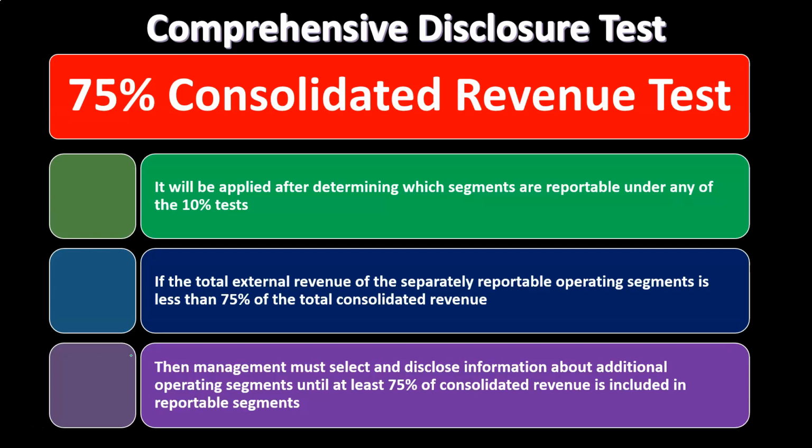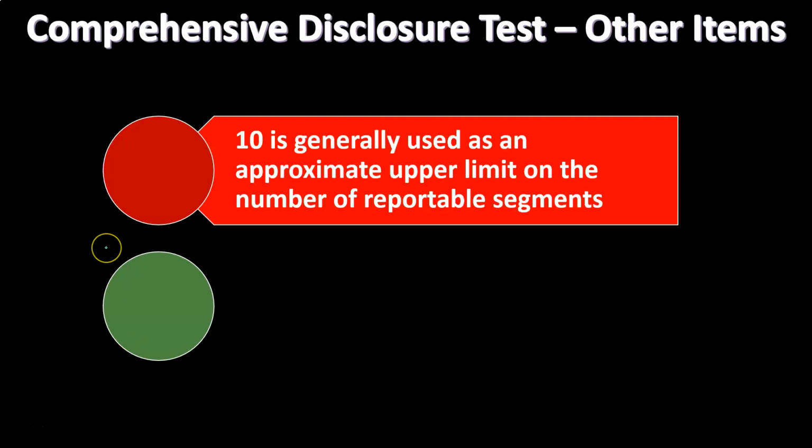So that's kind of like the floor rule, the baseline, the bottom line rule. Comprehensive disclosure test, other items. Ten is generally used as an approximate upper limit on the number of reportable segments. So you're thinking about these reportable segments now. We're breaking out these reportable segments using the 10% rule and whatnot, and then the 75% rule.